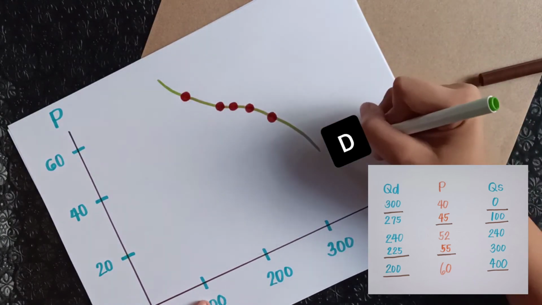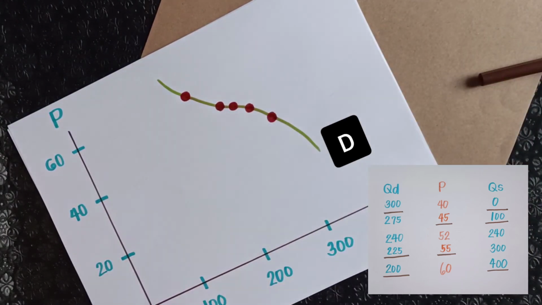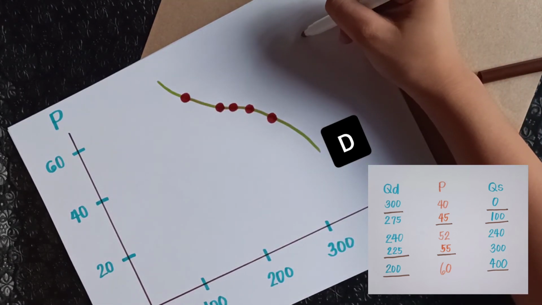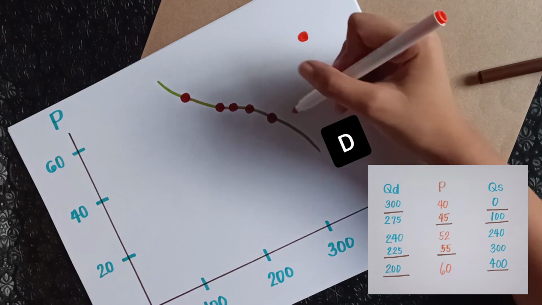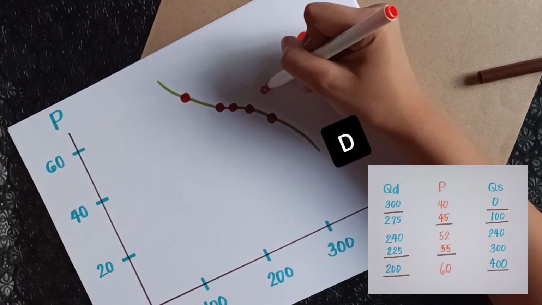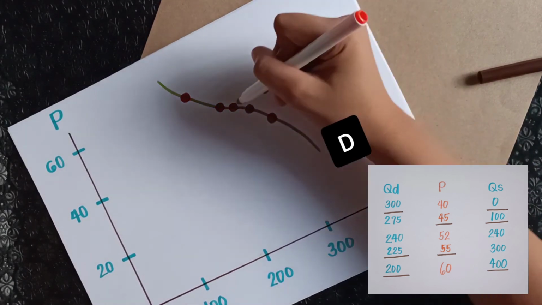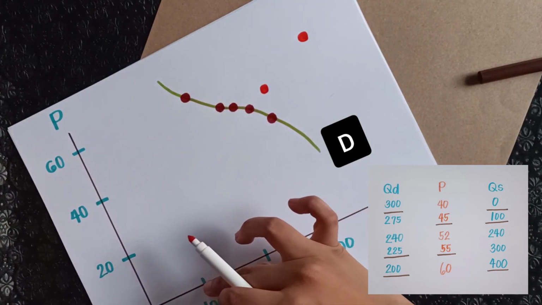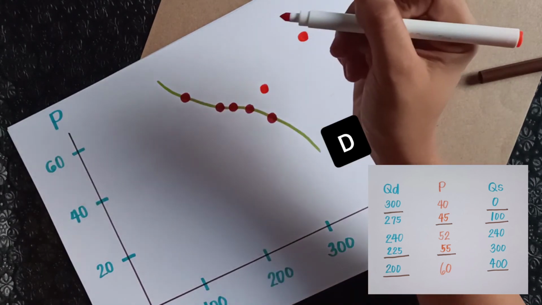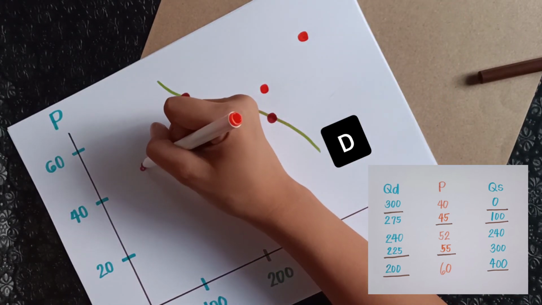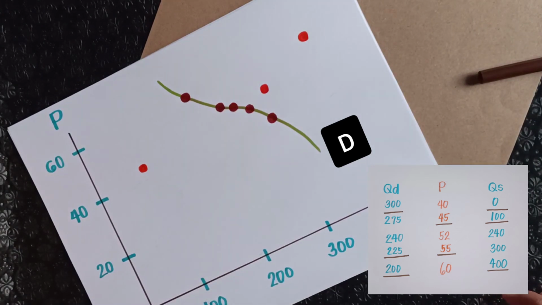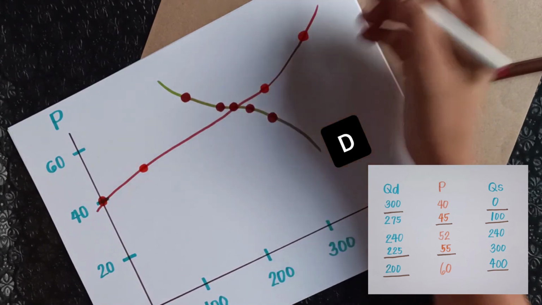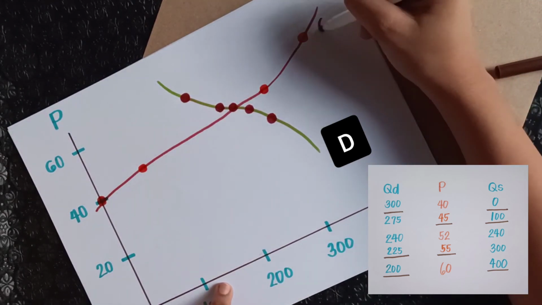After we plot the points, we are now ready to connect the points. Okay, so that will be your demand curve. After plotting the demand, we are now ready to plot the quantity supplied. After plotting the points, we are now ready to connect the points for us to form the supply curve.